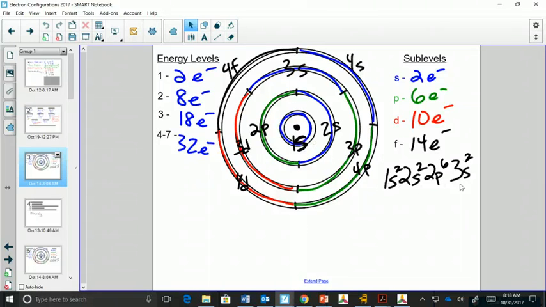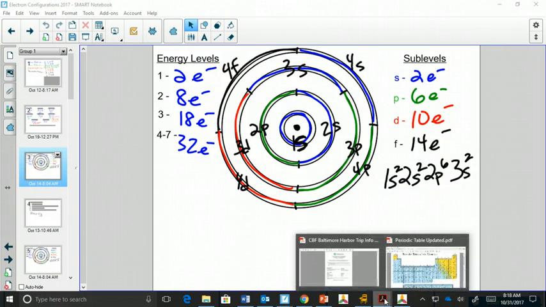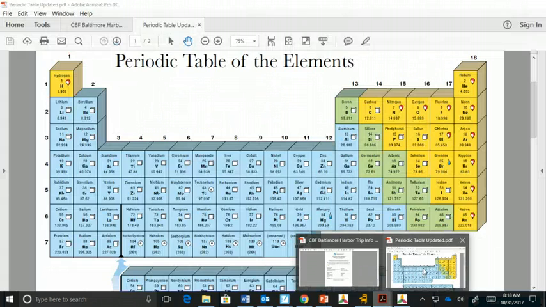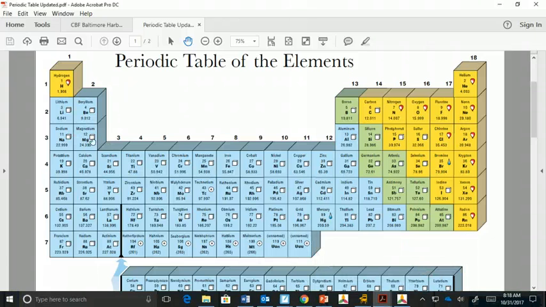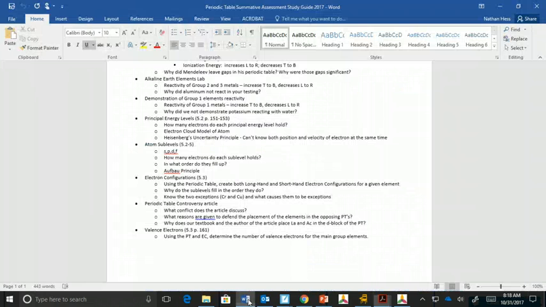And that shows you how they fill up. 1s2, 2s2, 2p6, 3s2. So can you guess what element that would be? The 3s2 ending would be magnesium. So that would be the electron configuration for magnesium.